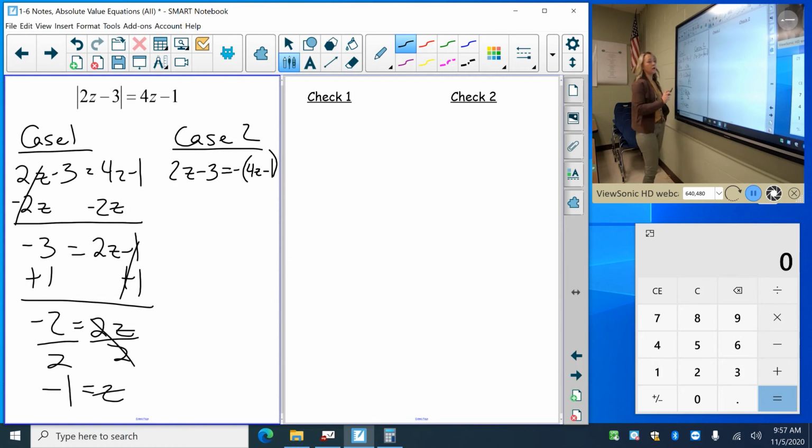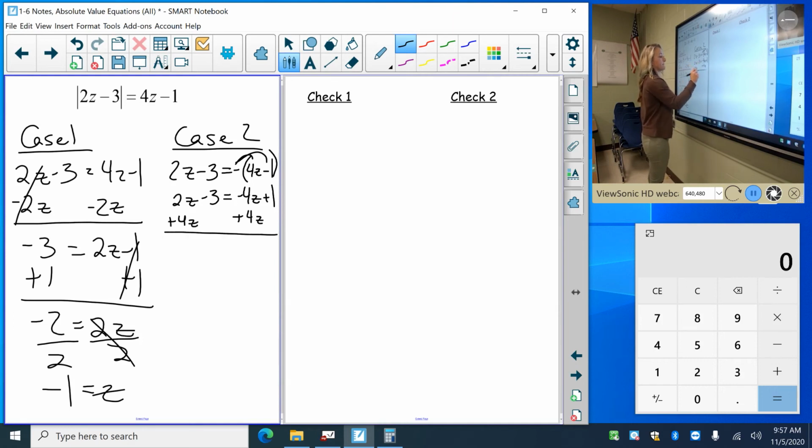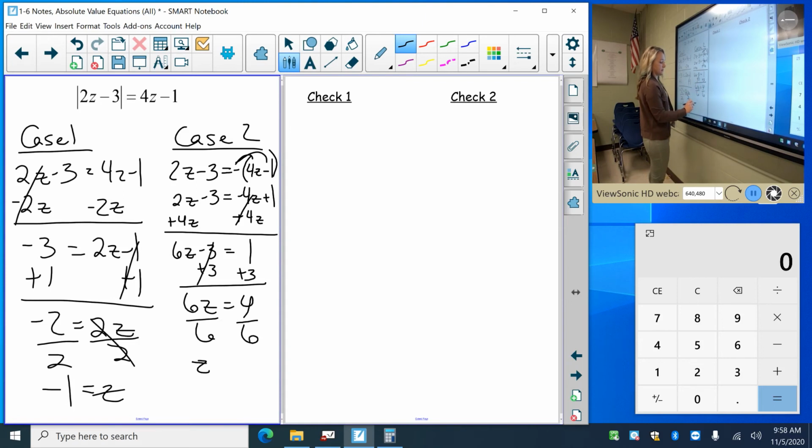That's my first answer. My second one, I'm going to distribute that negative first. So I have 2z minus 3 equals negative 4z plus 1. Change the signs. So I'm going to add 4z to both sides. So I'm left with 6z minus 3 equals 1. Add 3. So I have 6z equals 4. Divide by 6. z equals, I'm going to simplify that, 4/6 to 2/3. I'm going to leave it as a fraction, which is fine to have.